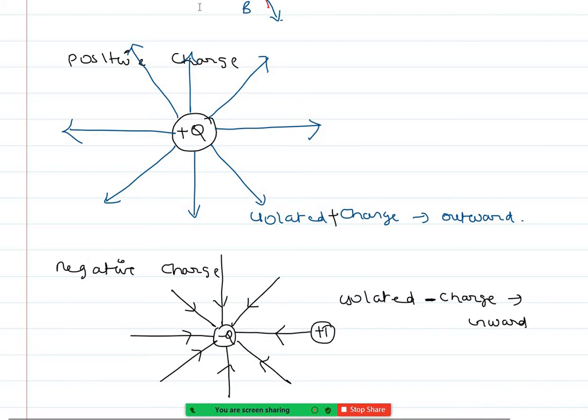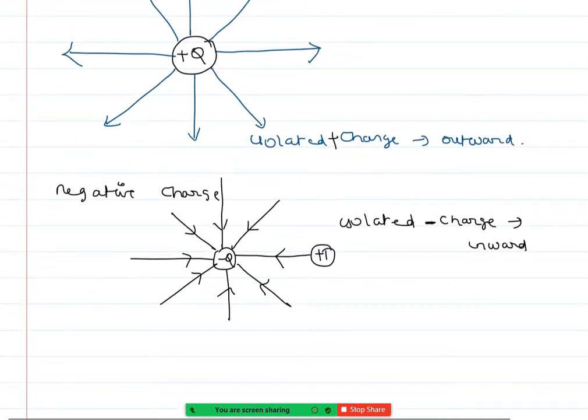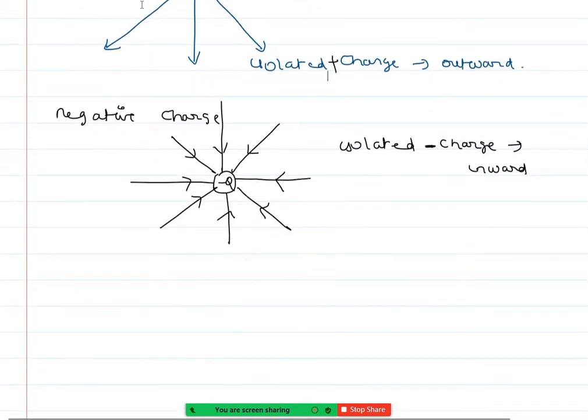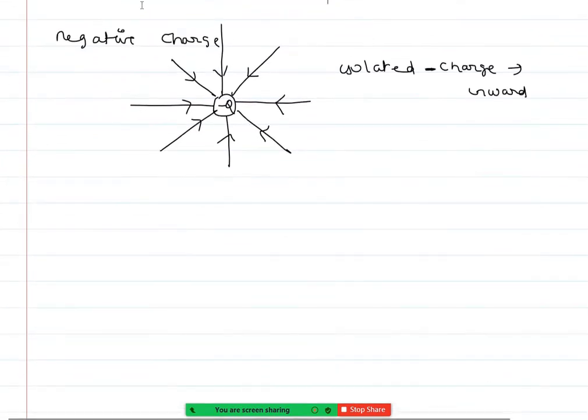Clear or no? Because electric field at any point is found out using the test charge, a positive charge. So whenever you place a unit positive charge, negative means it will attract, positive means it will repel. So that's why this inward and outward comes. Okay. Is it clear? Shall I move to the next one?